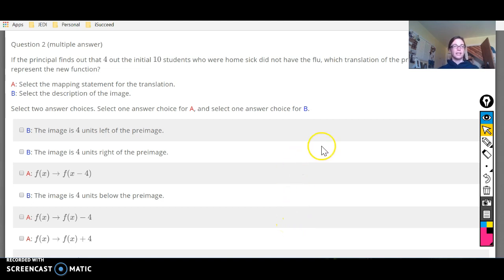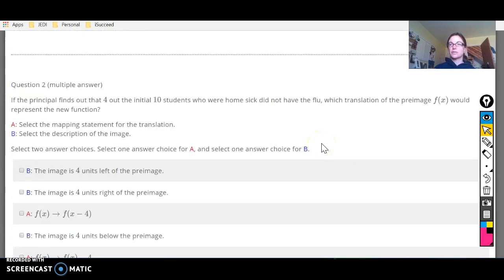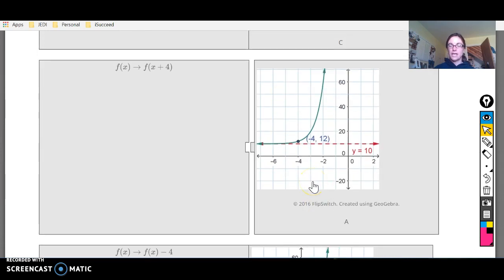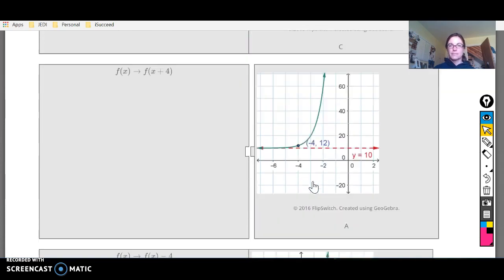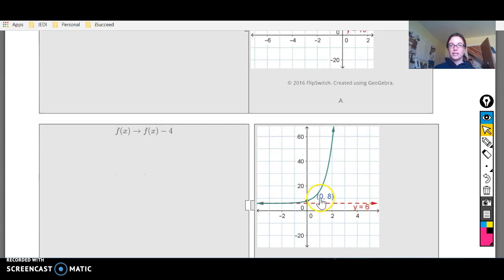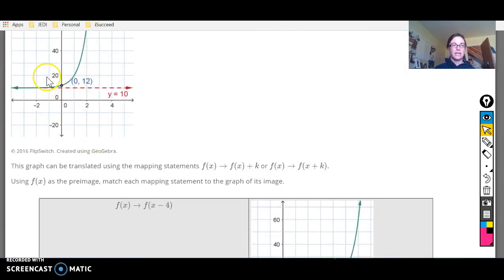Okay, question 2. If the principal finds out that 4 out of the initial 10 students who were home sick did not have the flu, which translation of the pre-image f of x would represent that new function? Okay, so we can kind of go look at this. Initially, we had that asymptote at y equal 10, and that 10 represented the students who stayed home. And we assumed that all 10 had the flu.